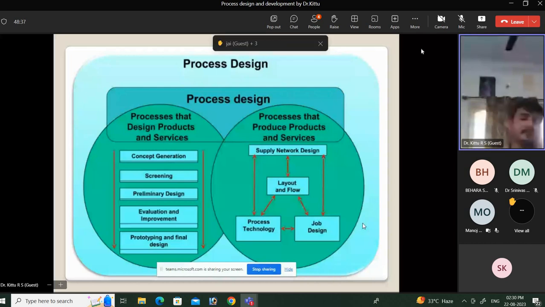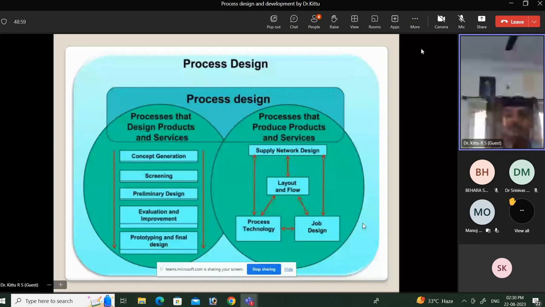So based on the design, the job design is going to differ. That means the requirements, as well as your layout and flow, are going to differ in order to execute the final design or new design you made. This is the second part of your process design.